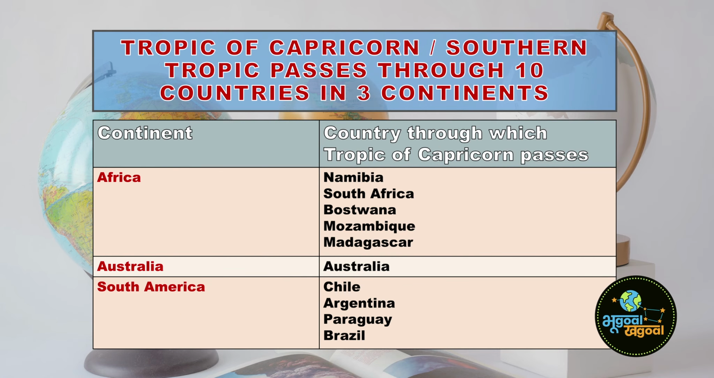Tropic of Capricorn passes through 5 countries in Africa, 1 country that is Australia, which is also a continent, and 4 countries in South America.